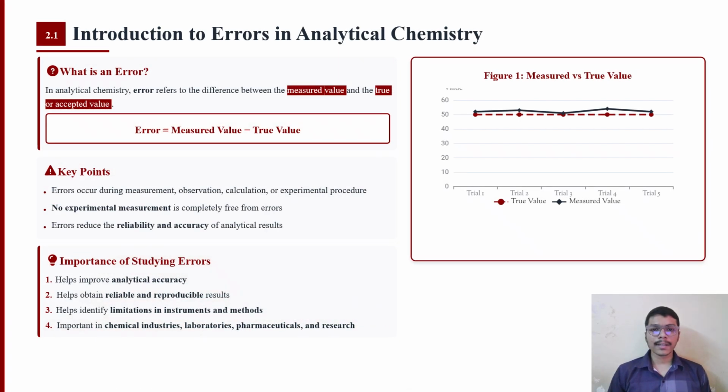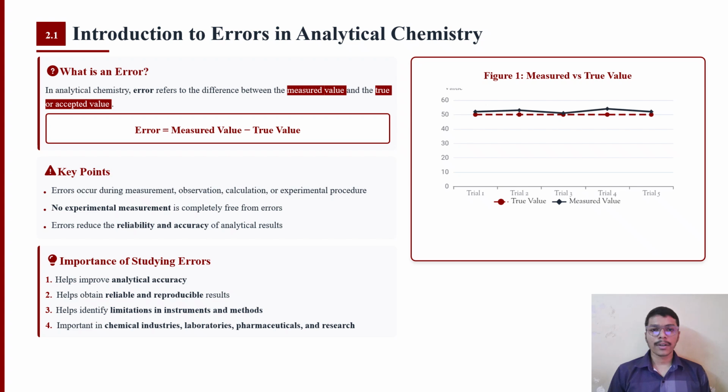First, let us understand what an error actually means. In analytical chemistry, an error is the difference between the measured value and the true or accepted value. The formula shown on the slide is error equals measured value minus true value. For example, if the true value is 50 and the instrument shows 52, then the error is plus 2.